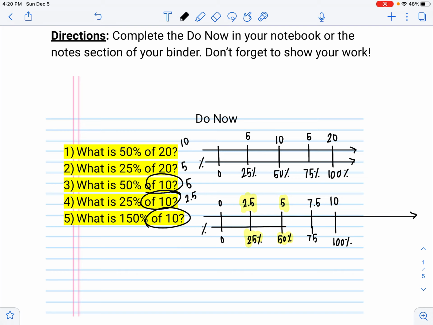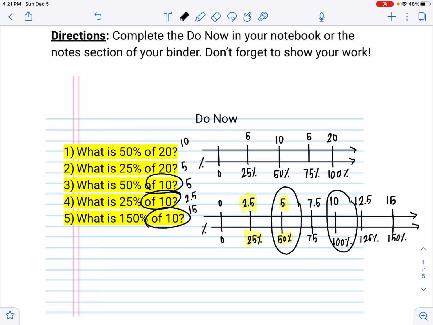After 100 would come 125%, because in the percent number line, I'm counting by 25%. Then I would have 12.5, because I'm counting by 2.5 on the other number line. 150% is equal to 15. The other way you might have figured out question 5 is that you know 50% is 5 and 100% is 10. And so altogether, 150% is equal to 15.